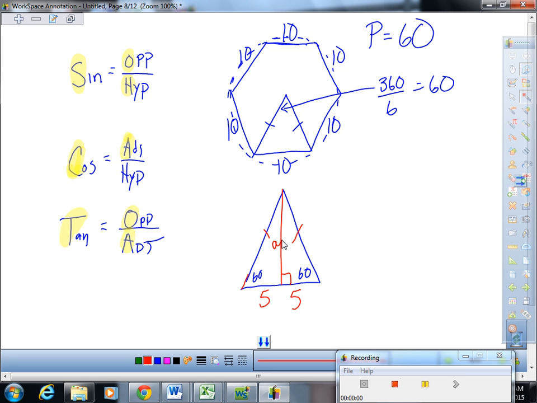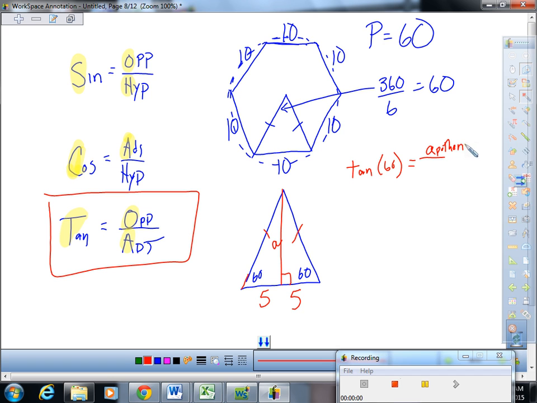The base angle is 60. The adjacent side to 60 is 5. We are looking for the opposite. We know the adjacent, so that tells us to use tangent. Okay, so we would say tangent of 60 is equal to A, which is our opposite. Stands for opposite, not adjacent. That gets confusing, and I'm sorry. Over adjacent, which is 5, okay? So to find the opposite, we would do 5 times the tangent of 60, and that's a calculator thing.